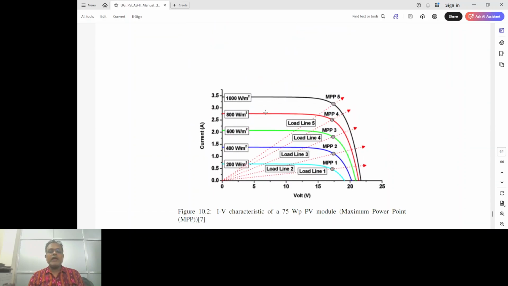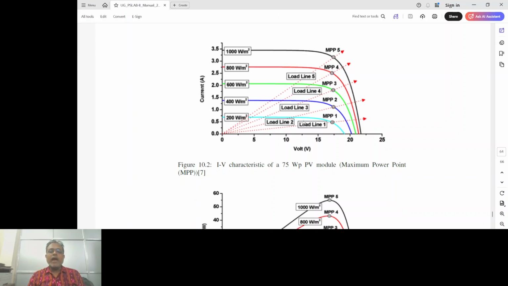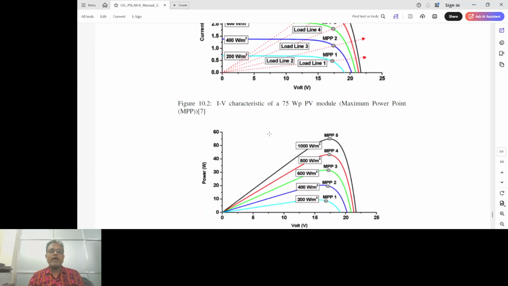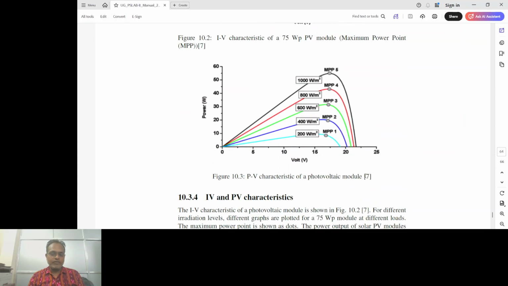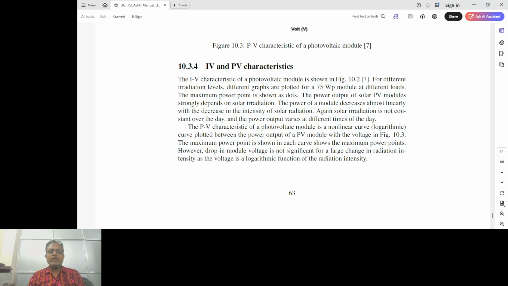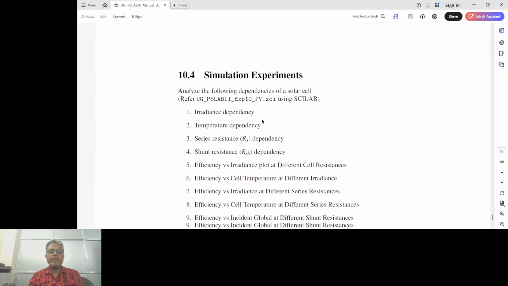These are typical IV characteristics of a solar cell at different irradiance, as you can see here. And this is a typical power-voltage characteristic. I have obtained both of these from reference 7, which is the book on electrical power generation systems available at the AICTE eKumbh portal. Now these are shown here, the description of the IV and PV curves.